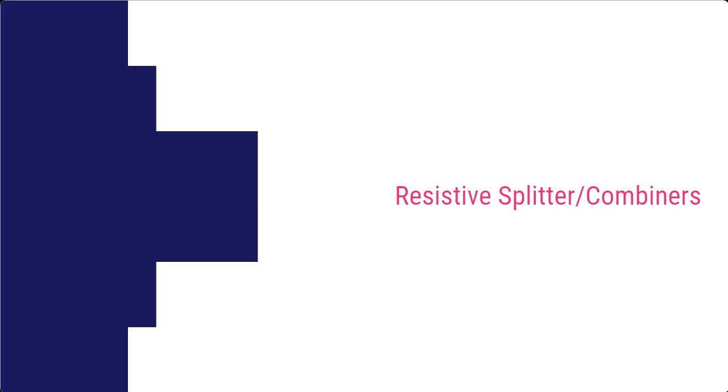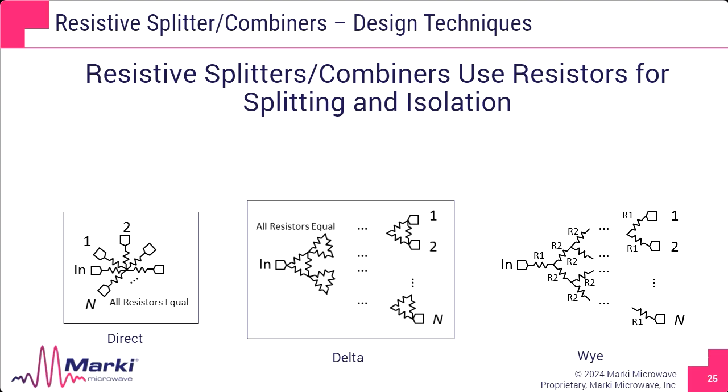We will start with the basics, which is a simple resistive splitter or combiner. A resistive divider uses resistors for splitting and for isolation. They are by far the simplest and easiest design to understand and implement. They can be made very, very small and even handle a very wide range of frequencies, all the way down to DC to probably tens of gigahertz, depending on your assembly and layout techniques.